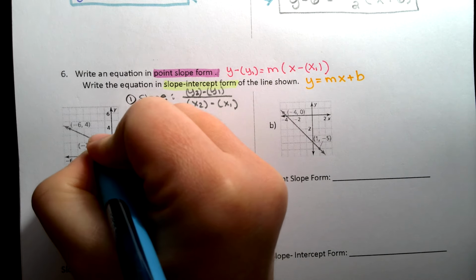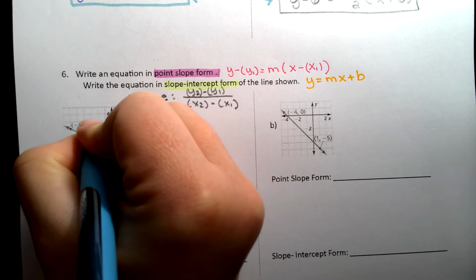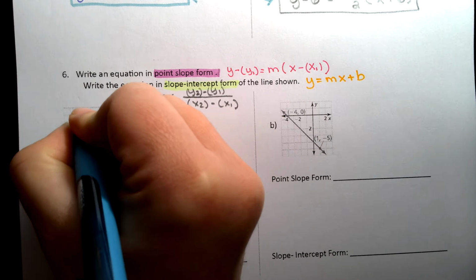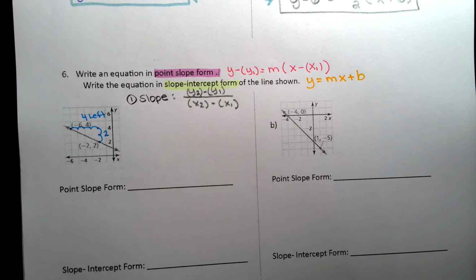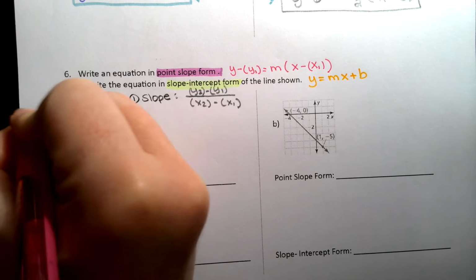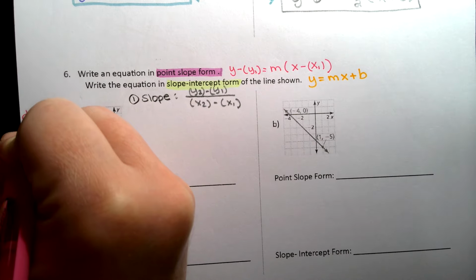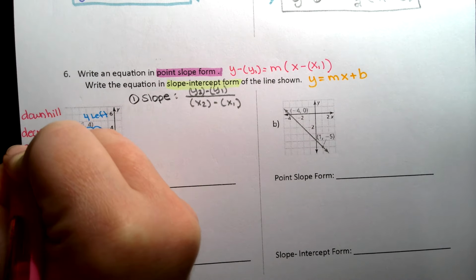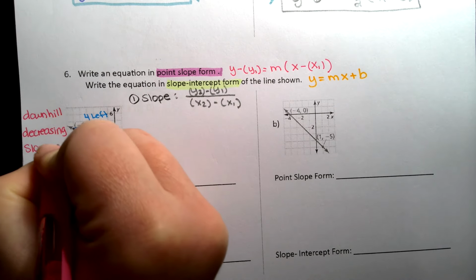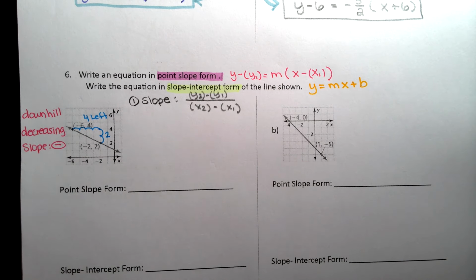Always go up first. 1, 2. So I'm going 2 up. 1, 2, 3, 4 left. And again, be careful here, because we are going downhill, that means we have a decreasing function, which means our slope is going to be negative. Okay? Again, you can do this here using your points.